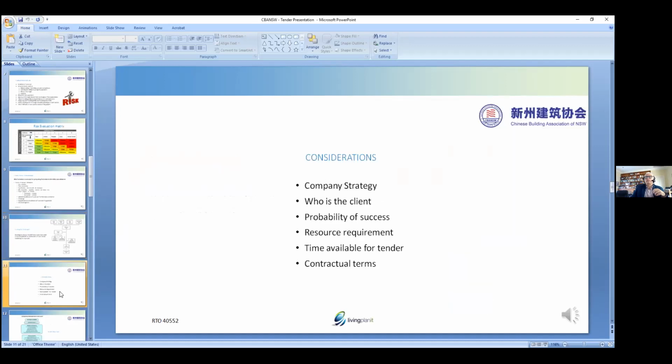Okay, considerations. This is very important. So what are we going to consider when it comes to tendering? What's our company's strategy? Do we want to do this work? Is this work going to look good for our company? Is it a good image? Okay, so that's one of the things. What's our strategy? Do we want to get into this area? Do we want to expand?